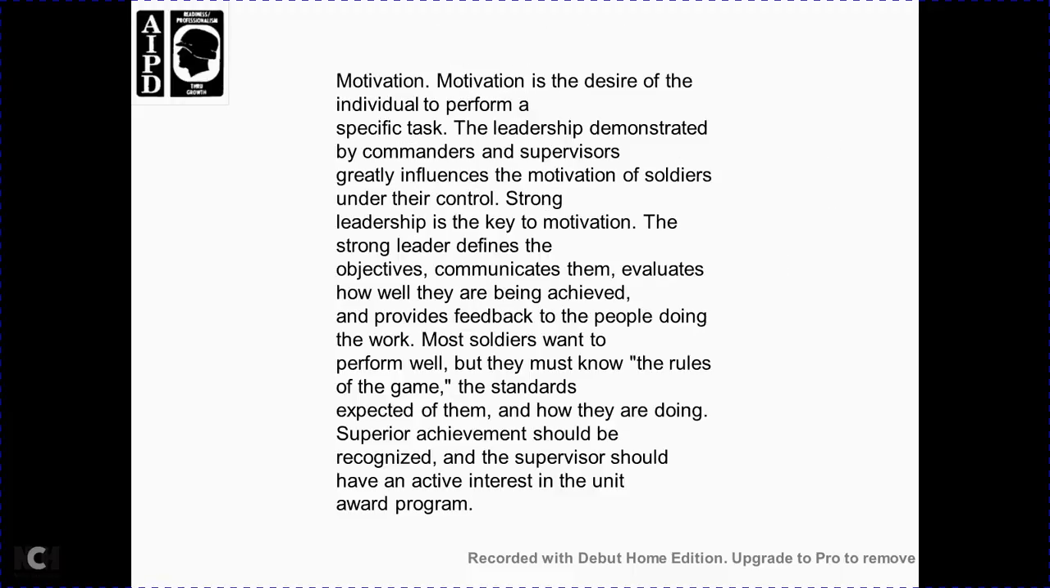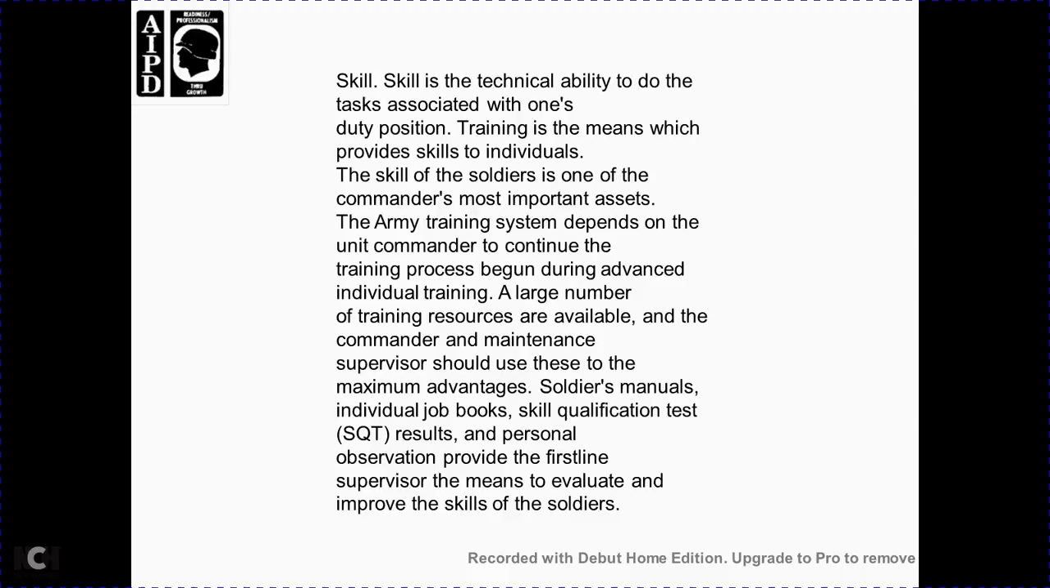Alright, motivation. Motivation is the desire of an individual to perform a specific task. Leadership is demonstrated by the command and by the supervisor, who have the greater influence on the motivation of the soldier. Strong leadership is the key to motivation. The strong leader defines the objectives, communicates them, evaluates what people have achieved, and provides feedback to the people doing the work. Most soldiers want to perform well, but they must know the rules of the game, the performance expected of them, and how they are doing. Standard achievement should be recognized. The supervisor should have an active interest in the unit award program.